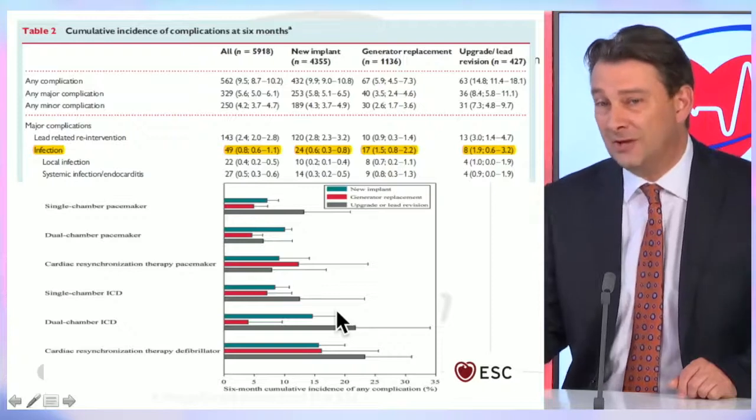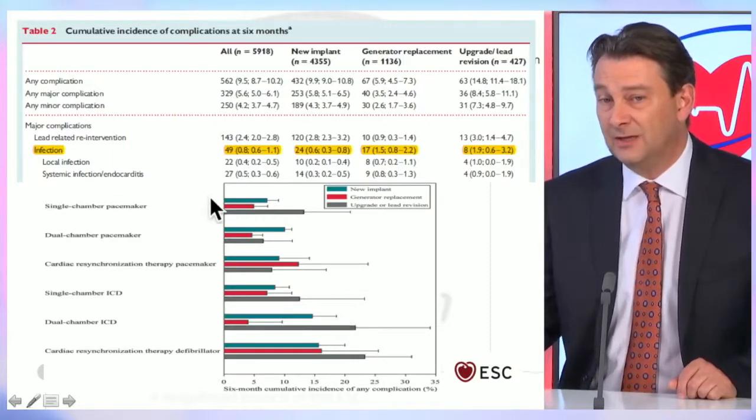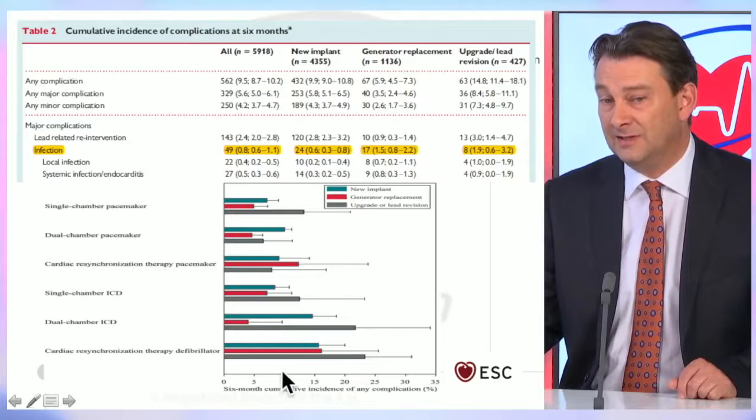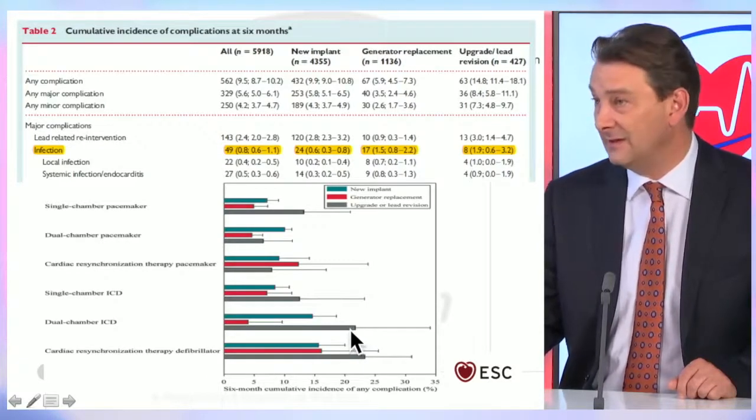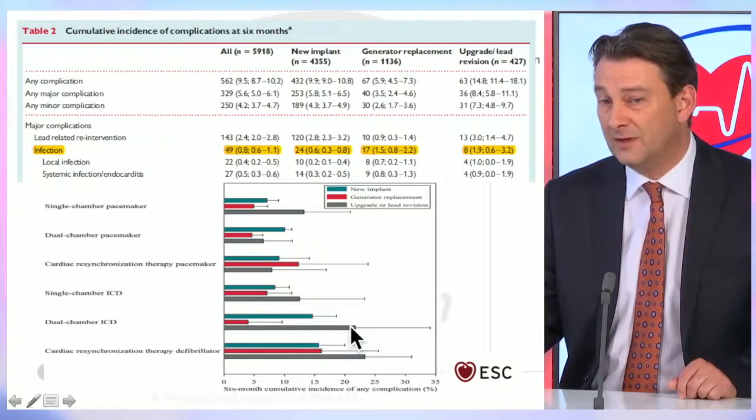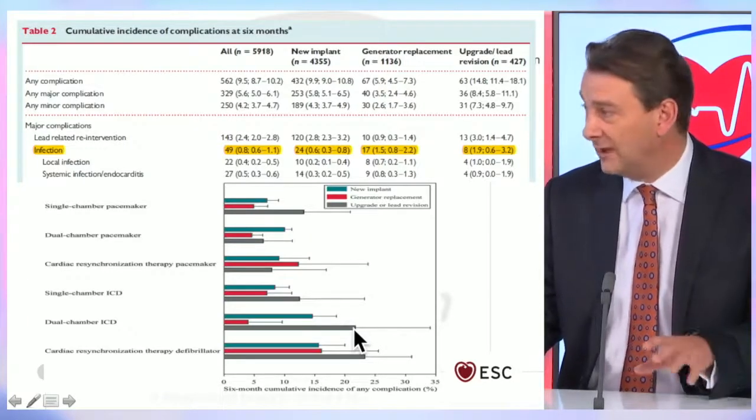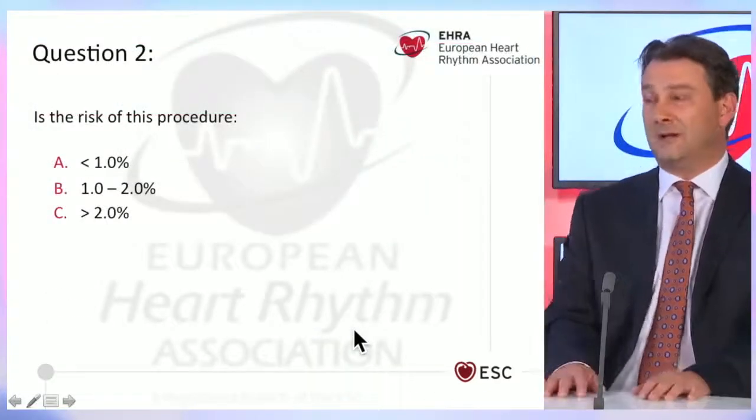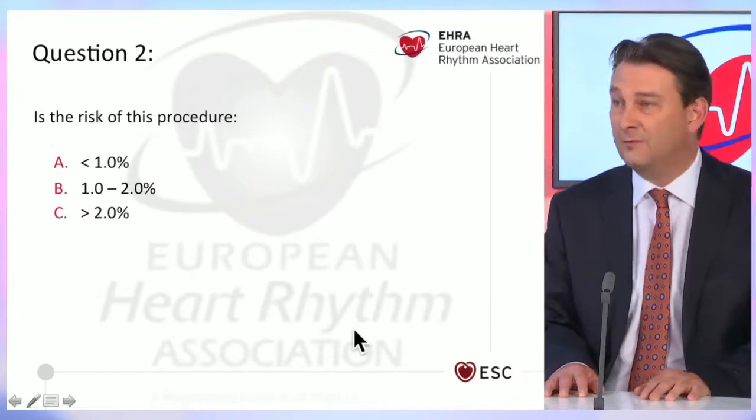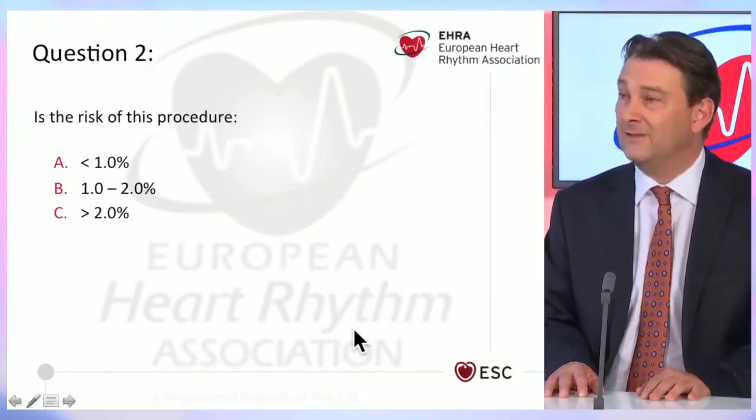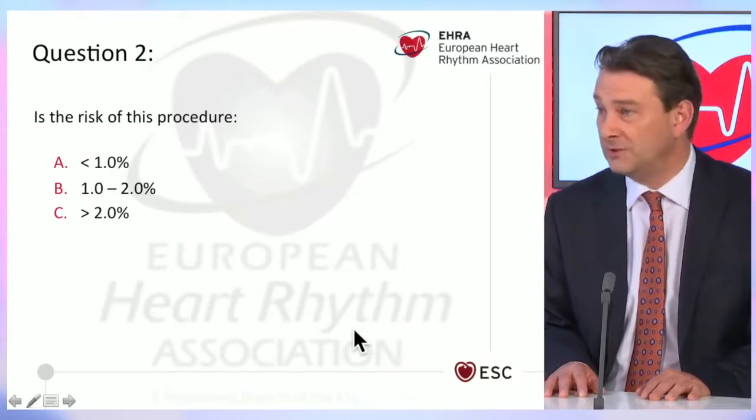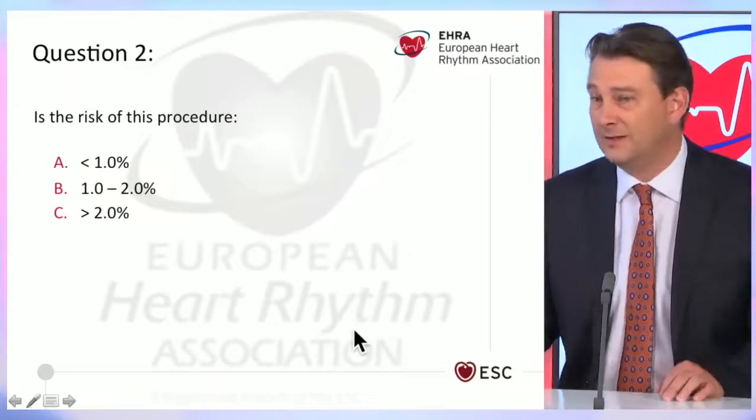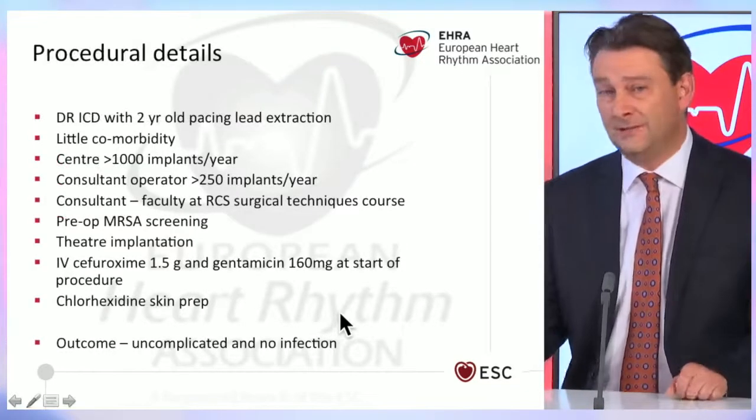And the Kirkfeld data again drilled down into this in enormous detail, comparing single chamber pacemakers, dual chamber pacemakers, CRTP, single chamber ICDs, dual chamber ICDs, and CRT. And as we can see for this patient, the overall complication risk for an upgrade to a dual chamber ICD was in the region of 22%. Now that's not just infection, that's the overall complication rate, but infection will be a significant part of that. So bearing in mind all of those factors, I'd like to ask the audience whether they feel the risk of the upgrade to a dual chamber ICD has an infection risk of less than 1%, 1 to 2%, or above 2%. And whilst they're deciding, we'll talk about what actually happened to this individual.